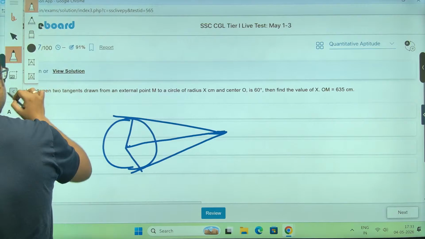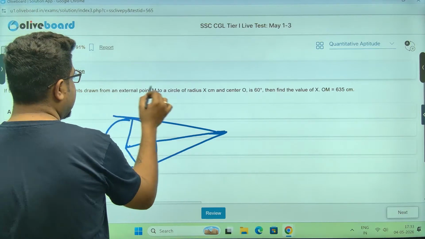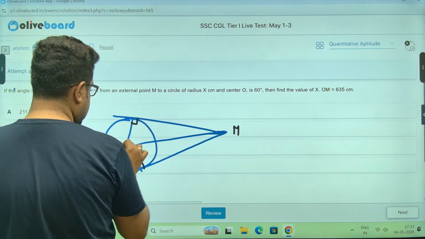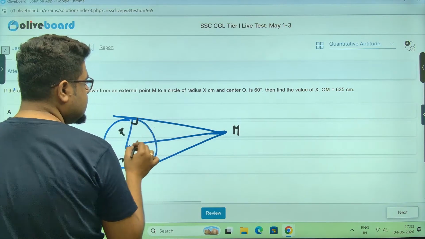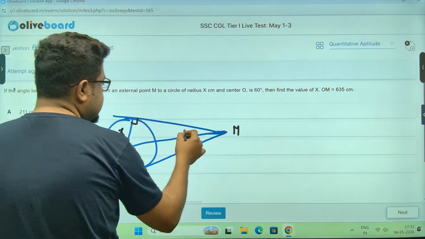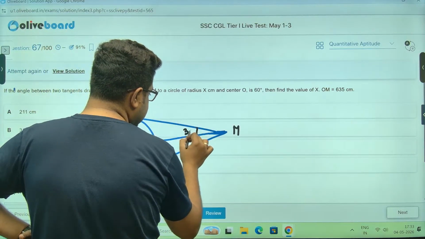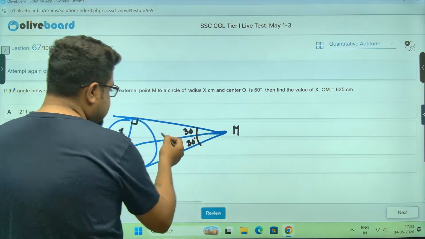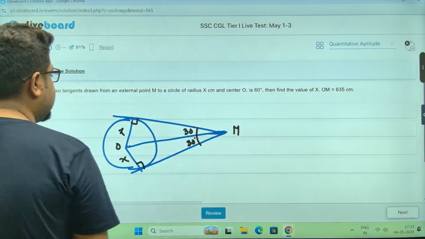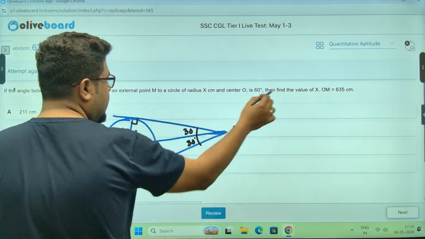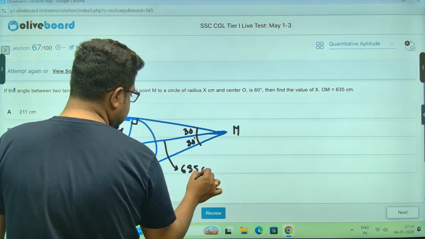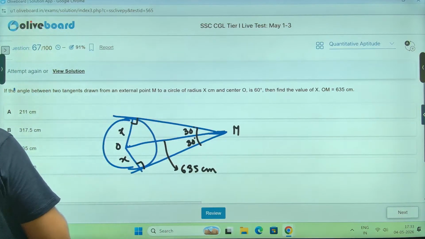What have they given? External point M, radius is X. Center is O. Angle between two tangents is 60 degrees. This is 60, meaning this is 30 degrees, this is 30 degrees, because these two triangles are congruent, I've told you multiple times. OM is 635. This whole thing is given as 635 centimeters.